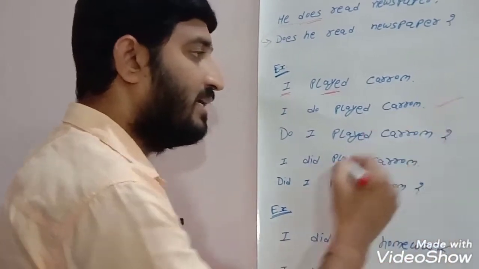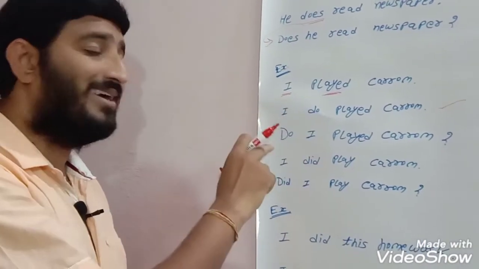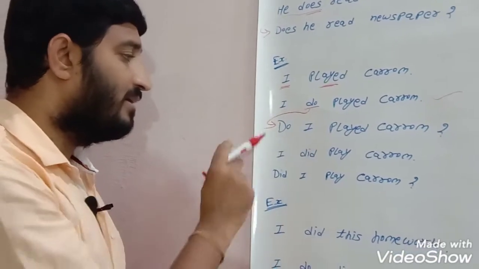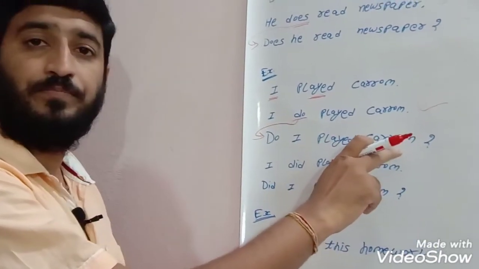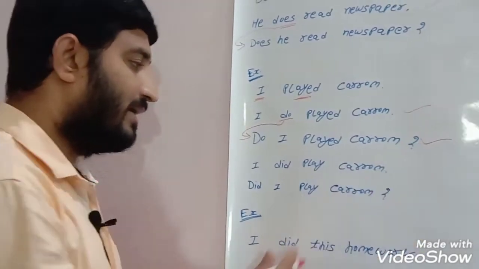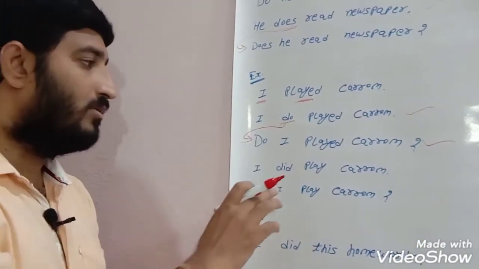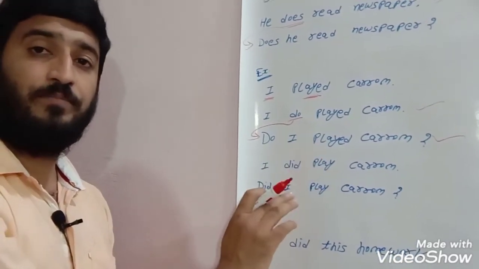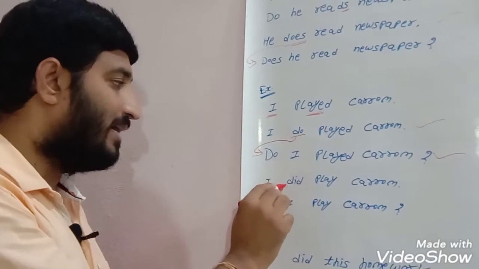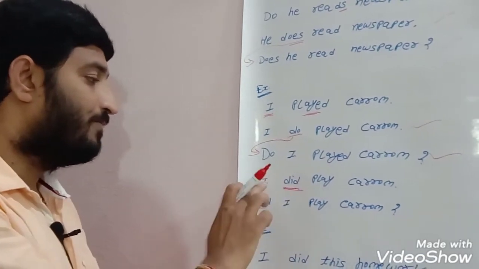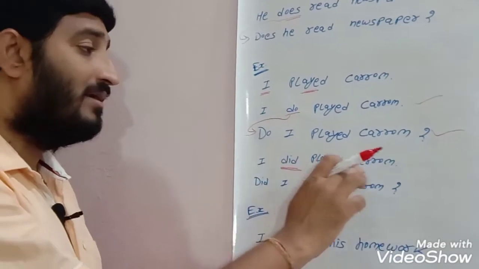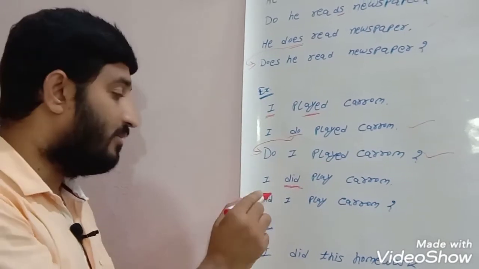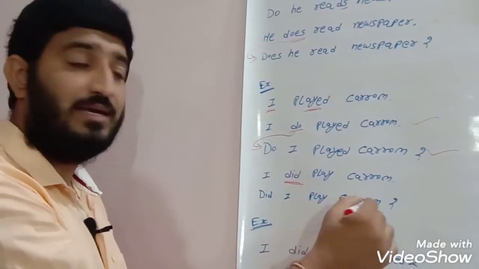So this is grammatically correct. If I am converting it into interrogative, this "do," drag and drop, it will come to the front: "Do I played carom." This is also correct. Suppose I don't want to keep the main verb in the second form. I want to keep it in the first form. So this second form will be added to "do," so it will become "did." The sentence will become "I did play carom." And if I convert the same into interrogative, it will become "Did I play carom?"